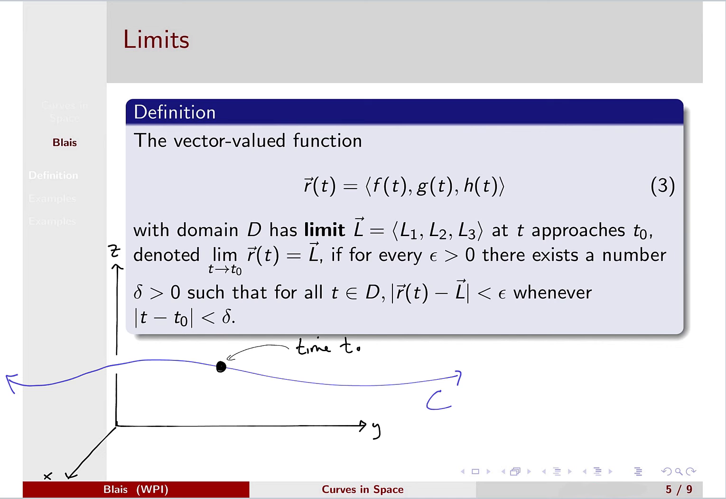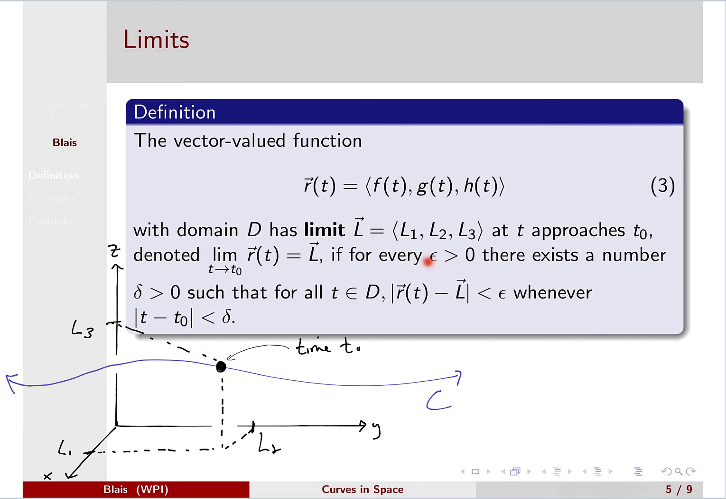And we want to show visually what it means to have the limit L. Now the limit L has an x-coordinate of L1, a y-coordinate of L2, and a z-coordinate of L3. For the limit of r of t to be equal to L, and remember the idea is r of t points to this point here at time t naught.